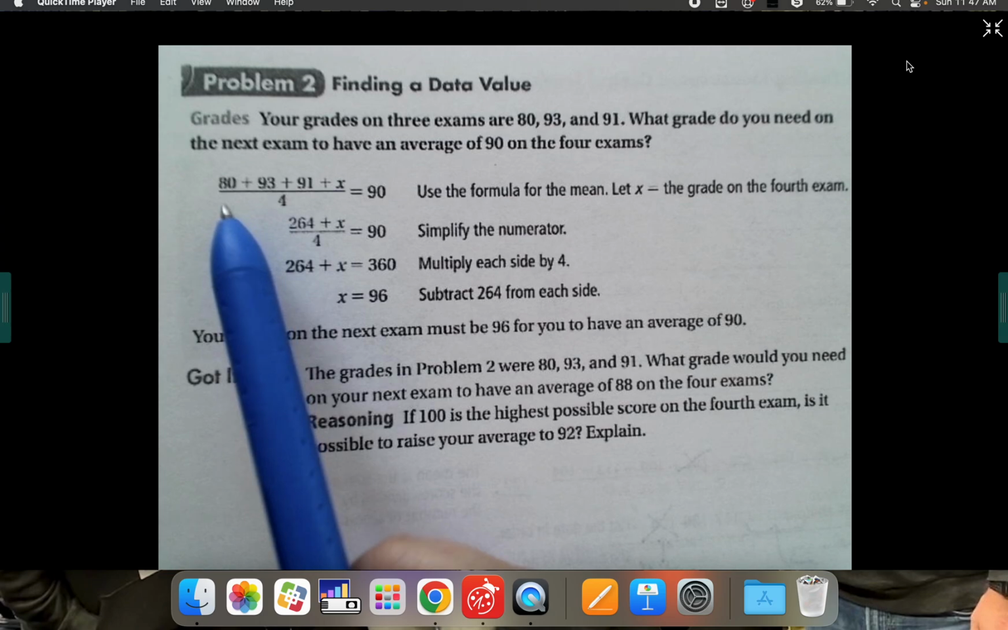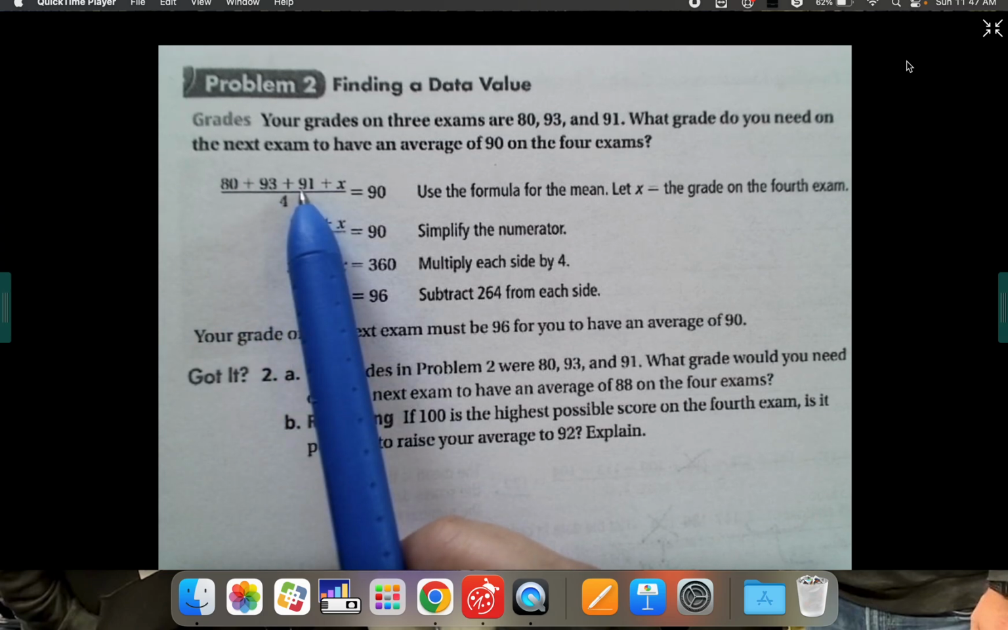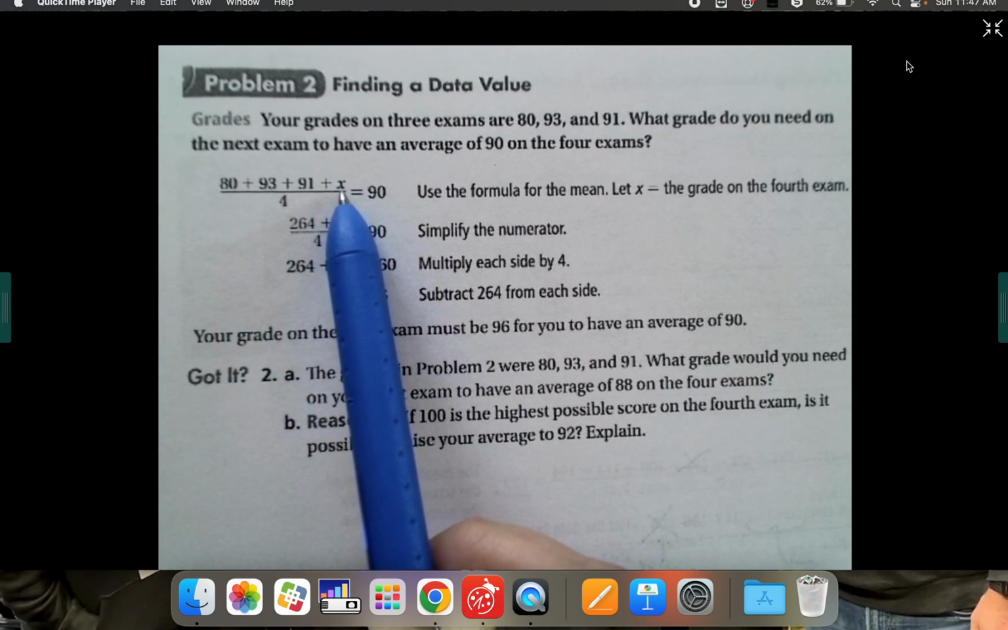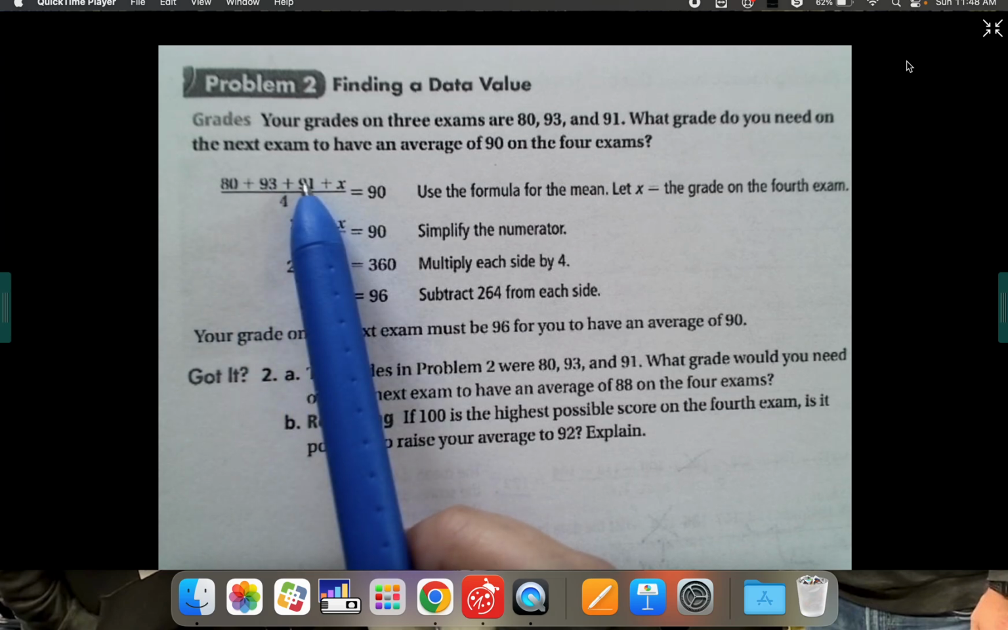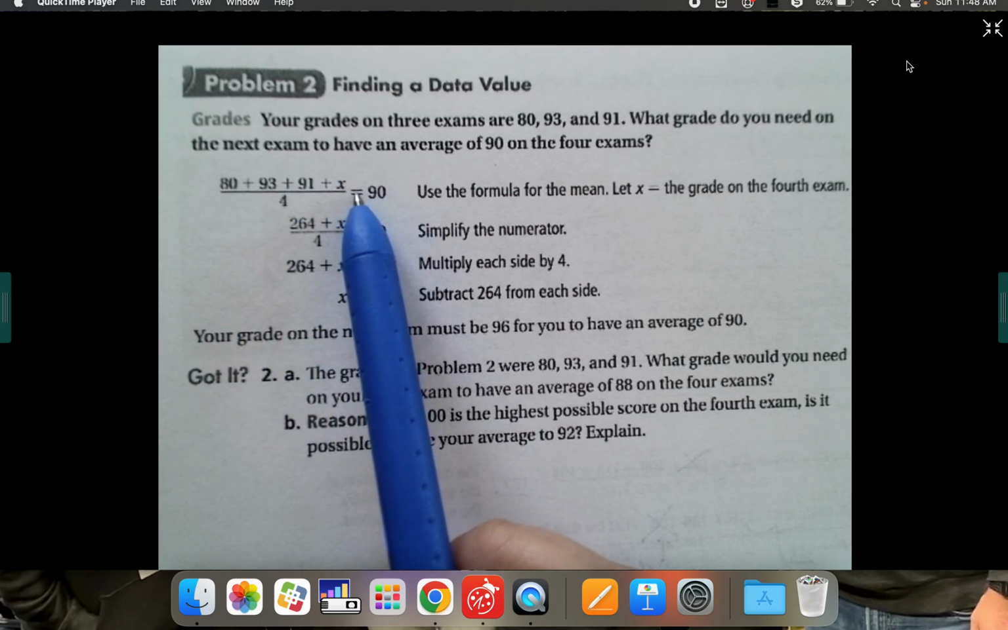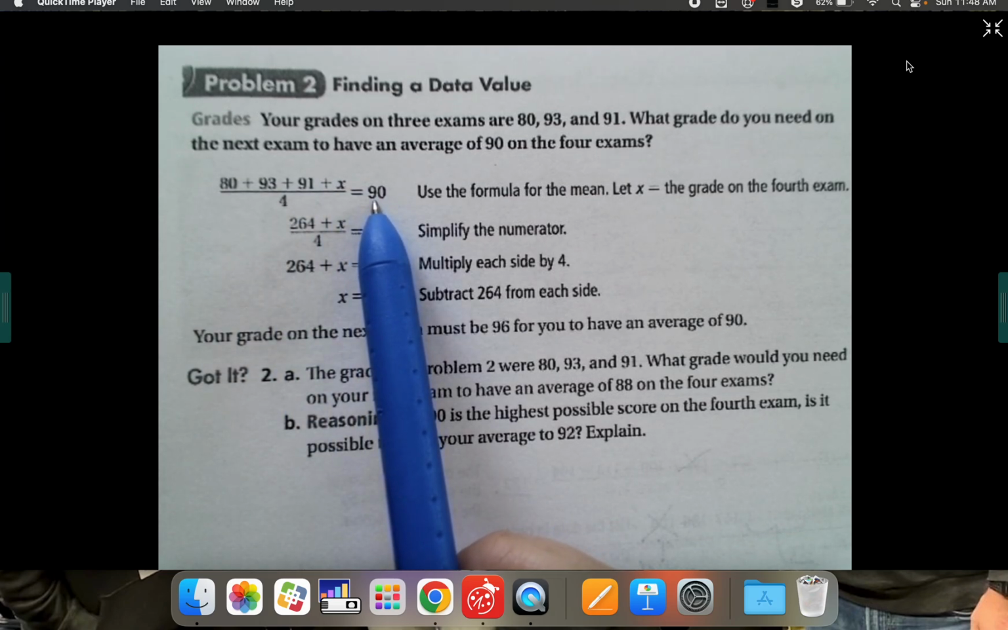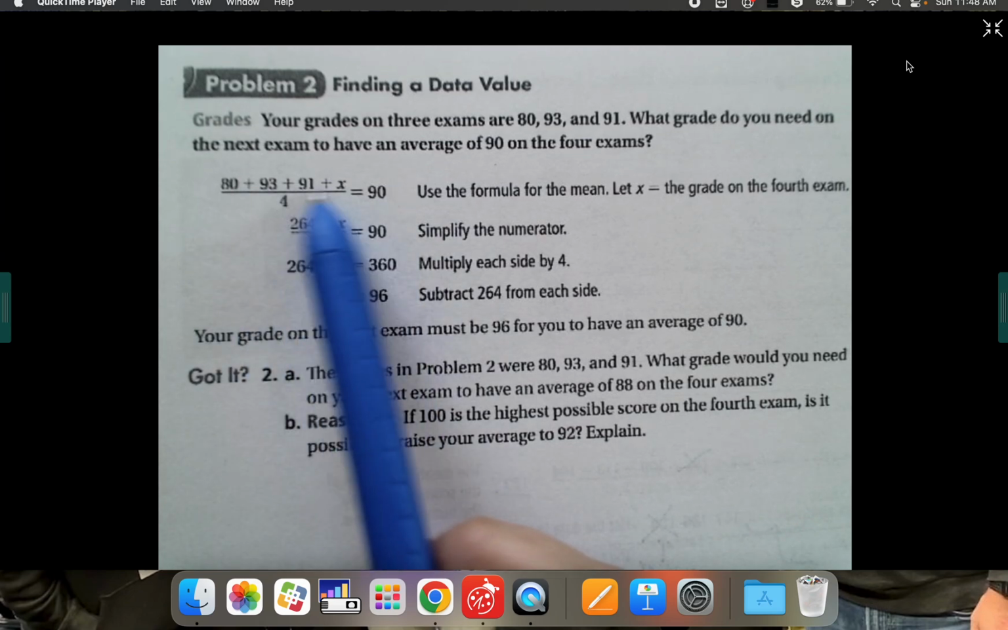So here's how you'd set that up. Your previous scores added together plus X, and the reason we add an X is because that's your 4th test that you haven't taken yet. Divide to get the average by 4, because there are 4 tests you're talking about, and you want it to equal a 90. So you would first start by getting rid of this divided by 4.